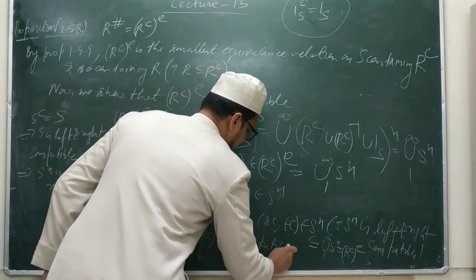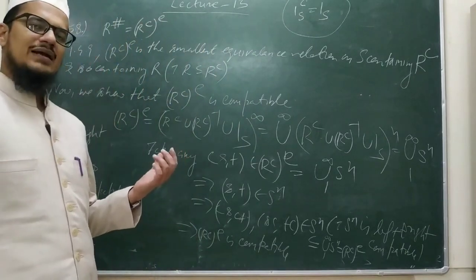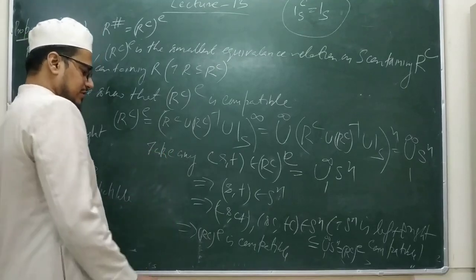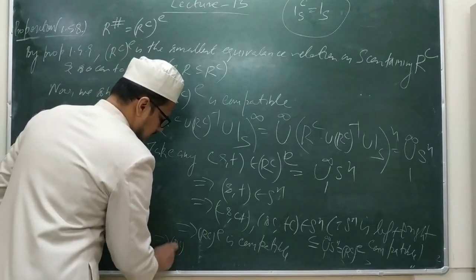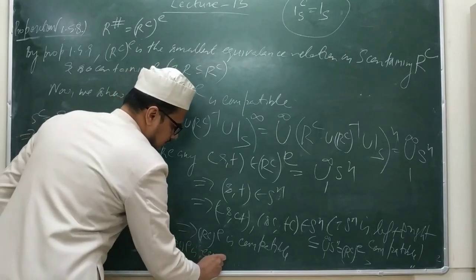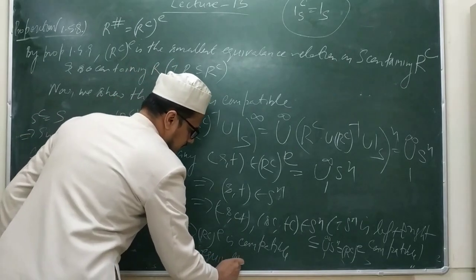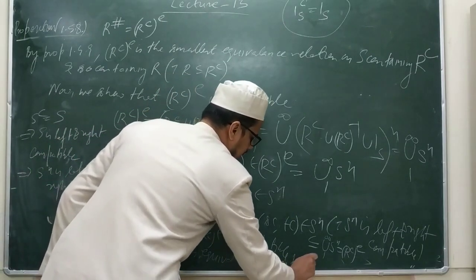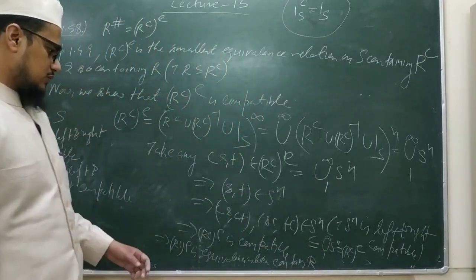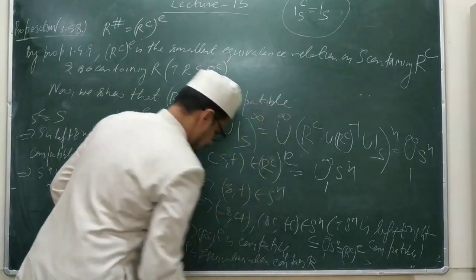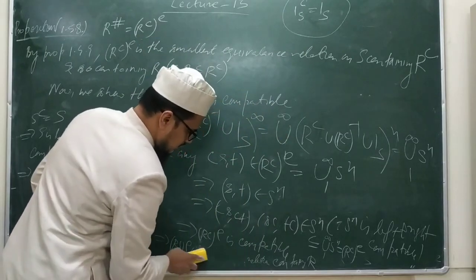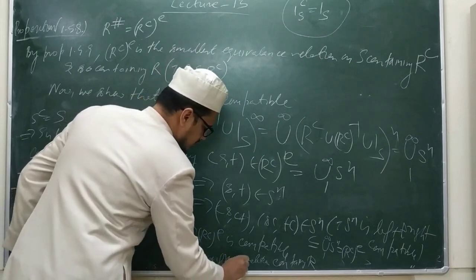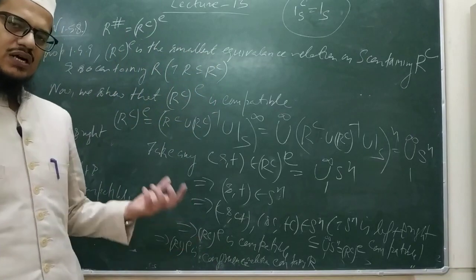And already we know that RCE is the smallest equivalence relation, so it was an equivalence relation already. So equivalence and compatible, it implies that RCE is an equivalence relation containing R. Sorry, a congruence relation, because it was an equivalence and we have already proved it compatible, so it is a congruence relation. So RCE is a congruence relation containing R.